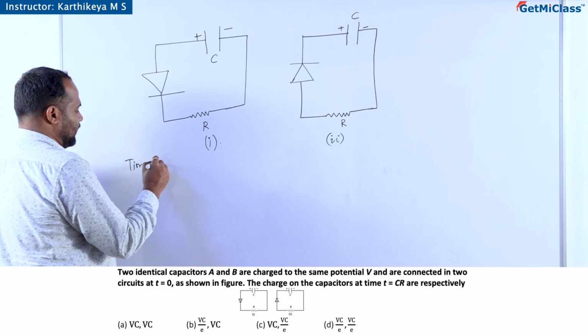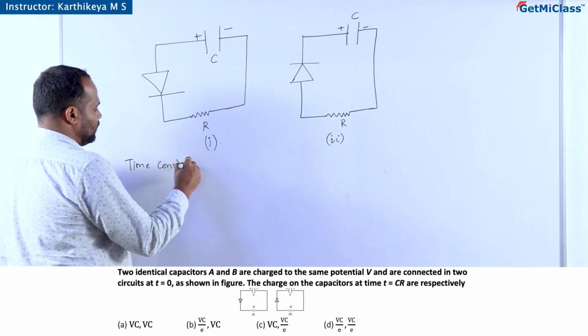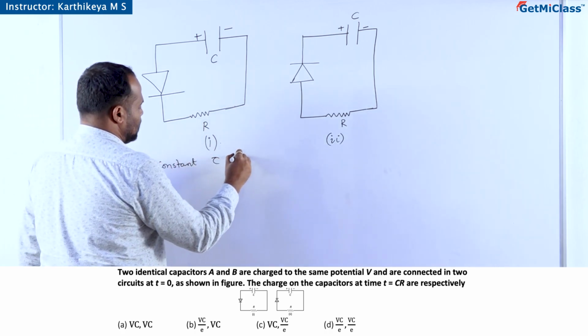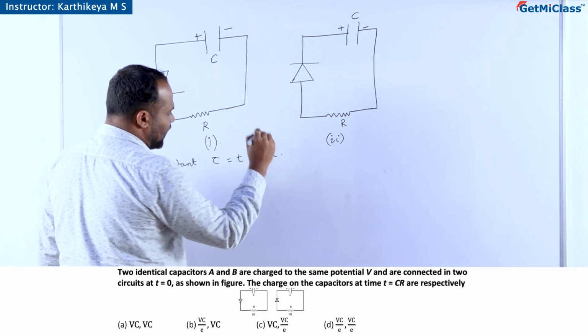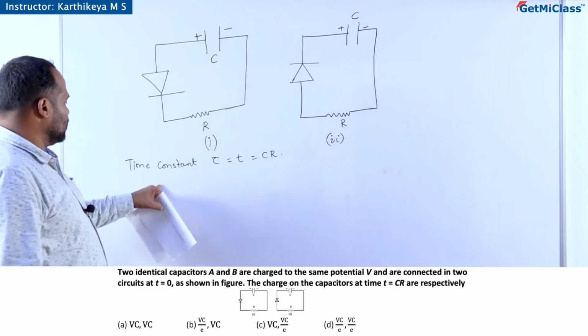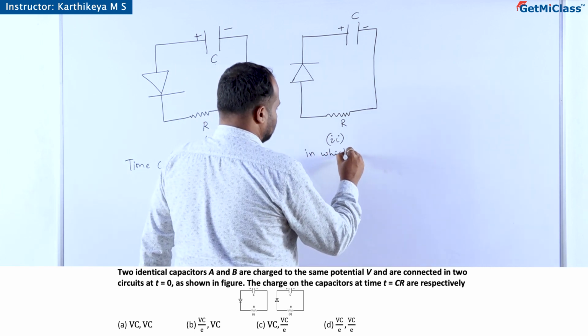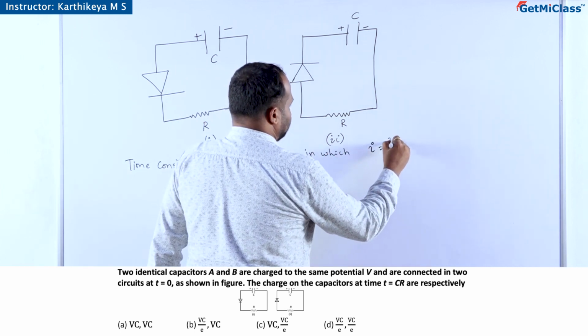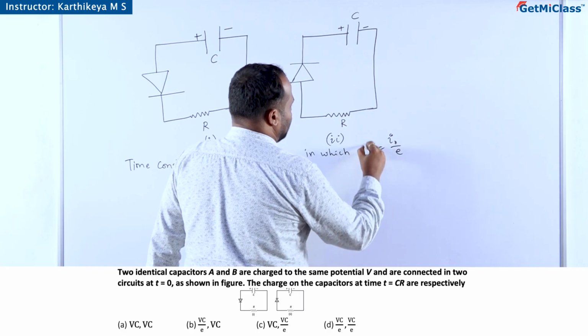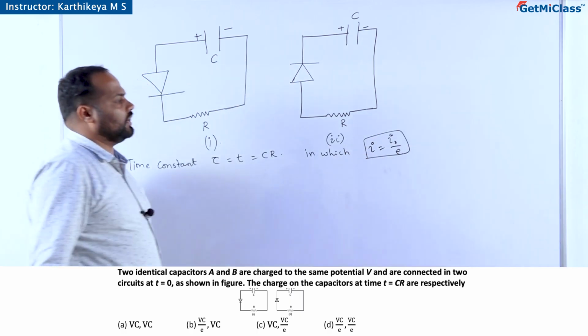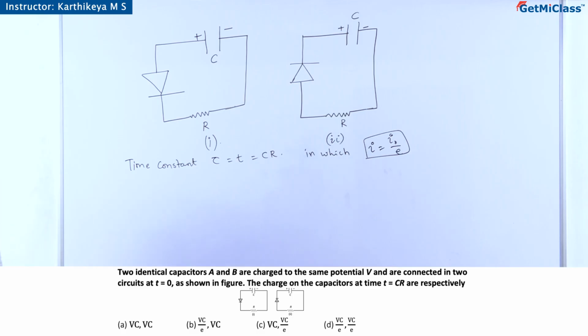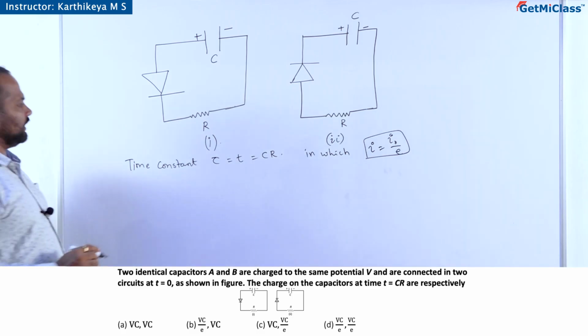Time constant tau, which is equal to RC or CR. So this is the time in which the current becomes 1 by e of its maximum value. So that is something we will keep in mind.